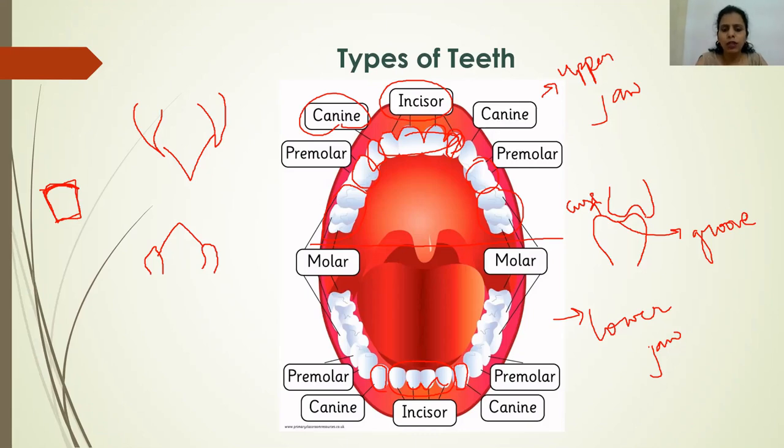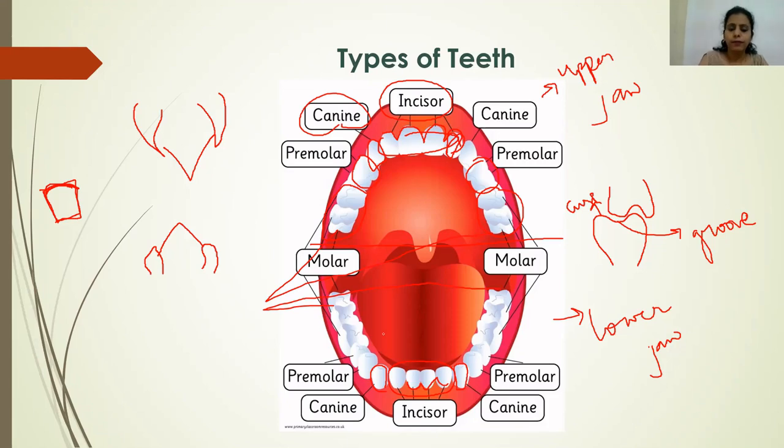So premolars and molars help in crushing and grinding of food, and there are a total of 8 premolars and 12 molars present in the mouth. The last pair of molars in both the jaws, this one, is known as the wisdom tooth, because humans get this particular wisdom tooth only after the age of 25 in their life. After the age of 25 they get this molar tooth, and this is known as the wisdom tooth.